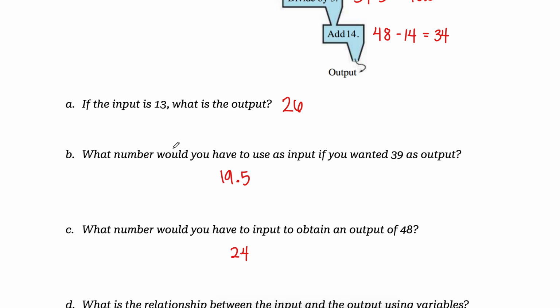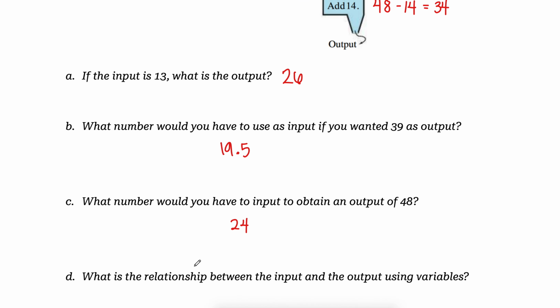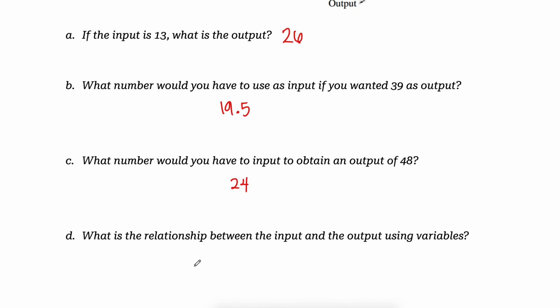Now, hopefully you've noticed there is a relationship here between the input and the output. If our input is 13, the output is 26. Input is 19.5, output is 39. Input is 24, output is 48. Hopefully you can see the output is twice the input, and we are going to use algebra to show that that is true.